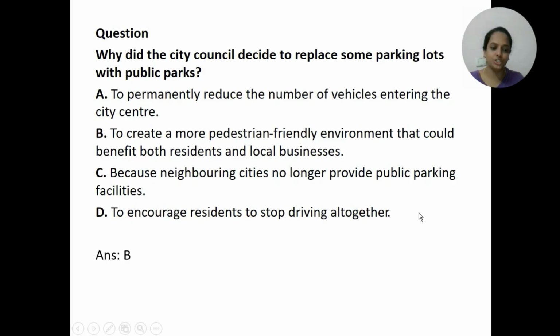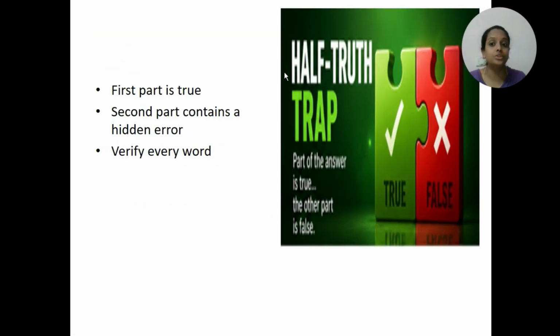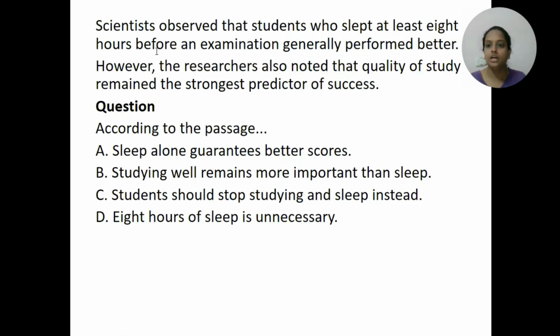Okay, now let's move on to another trap, the half truth trap. This one is brilliant. Part of the answer is correct, another part quietly becomes false. Students stop checking after the first half. Let's see. Okay, here is a small passage. Scientists observe that students who slept at least 8 hours before an examination generally performed better. However, the researchers also noted the quality of study remained the strongest predictor of success. Okay, it's just a simple short passage I have given.